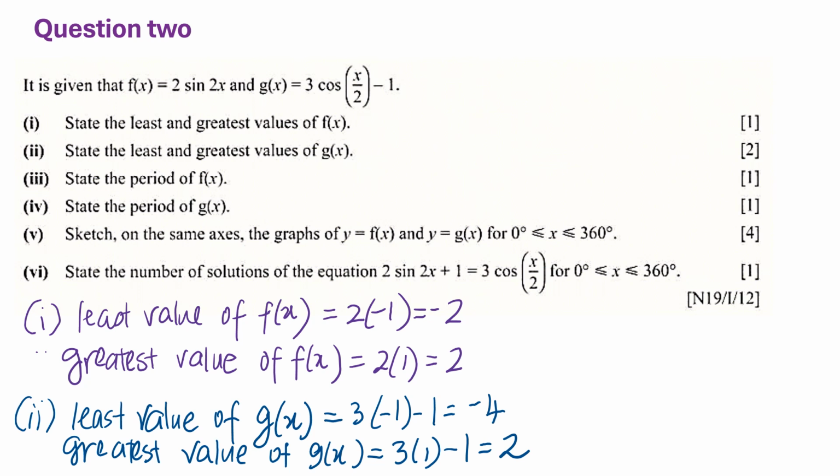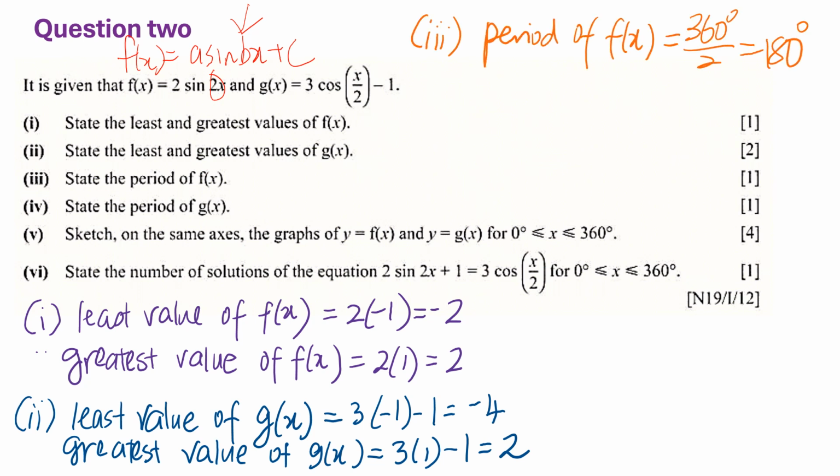So parts 1 and 2 are relatively easy. We've done it before already. For part 3, it's not difficult also. To find the period of f(x), basically it is just 360 degrees divided by b. If you compare it with the general form, in this case your b is 2. So the period will be 360 divided by 2, which gives you 180.